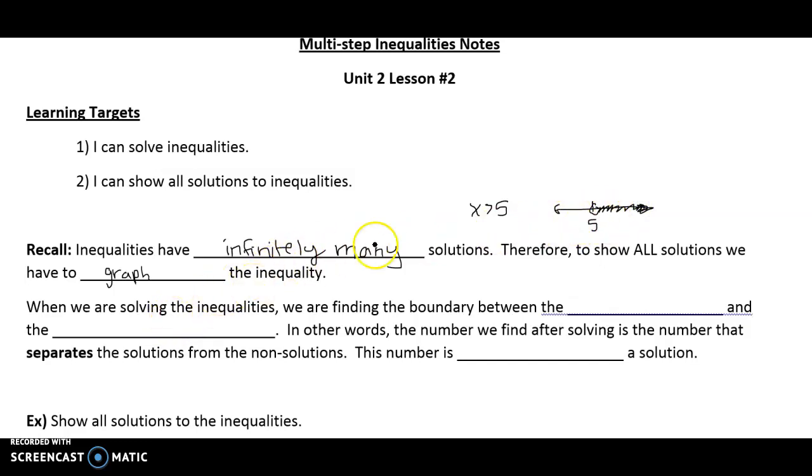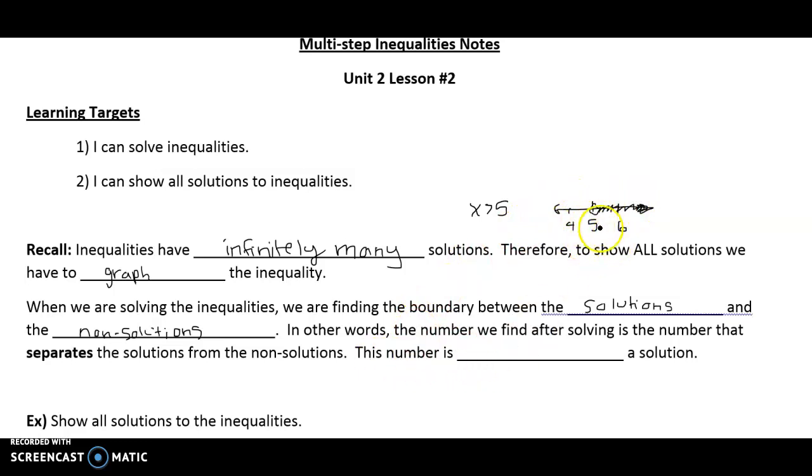Now when I solve something like x is greater than 5, all we're doing is finding the boundary between the solutions and the non-solutions, okay? That's going to be my go-to example. 5 is the boundary between what would count as a solution and what wouldn't. An example of a solution is anything after that boundary. So 6 would be an answer, okay? But 4 is not. So 5 is that separator between what is and what isn't, okay?